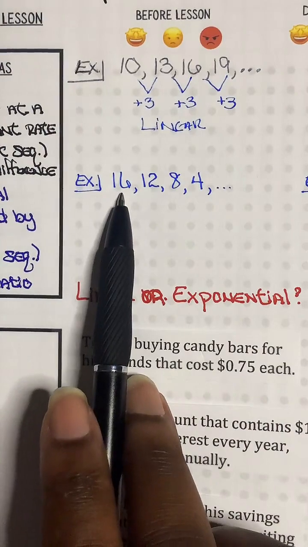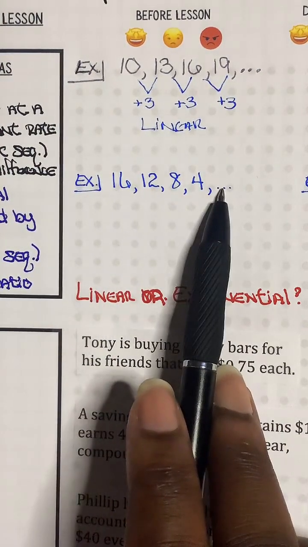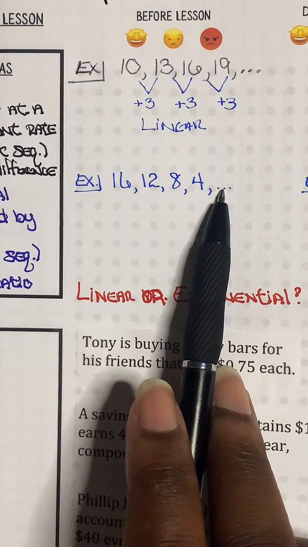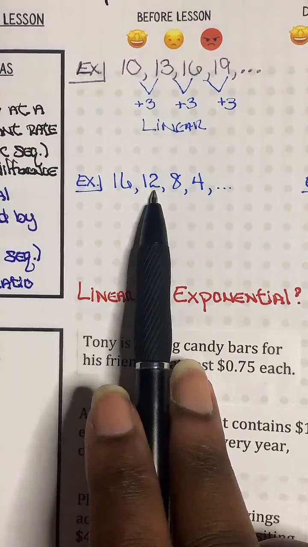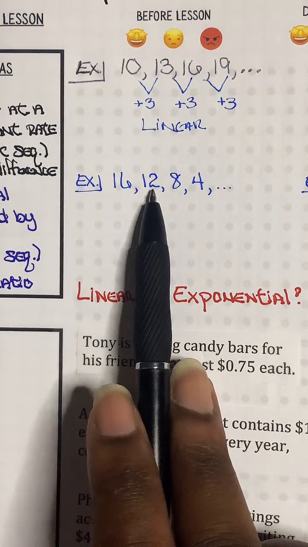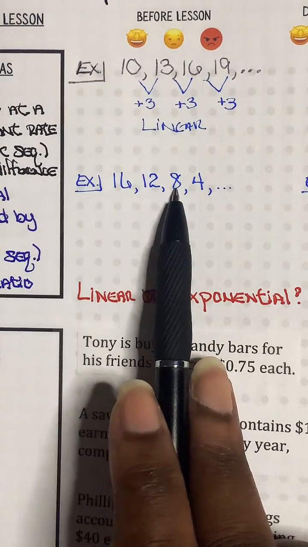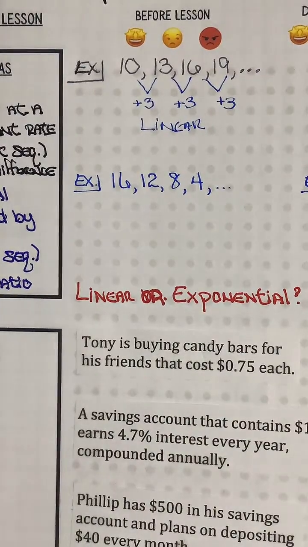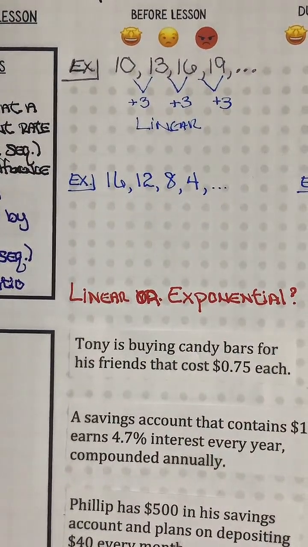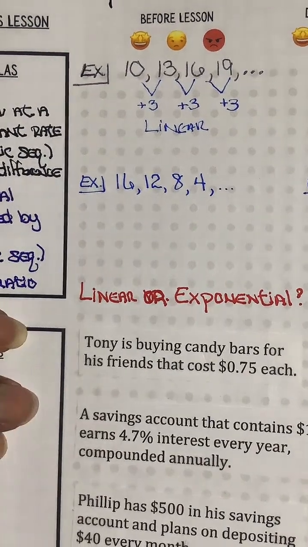So if I'm going from 16 to 12, I'm not really increasing. But if we did 16 minus 4, that will give me 12. 12 minus 4, that will give me 8. And 8 minus 4, that will give us 4. Yes, so it's decreasing. So it will be that -4. Okay.